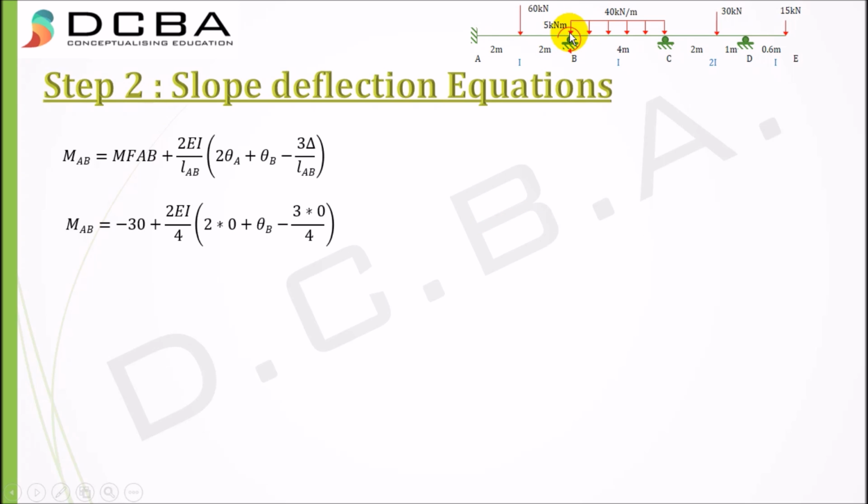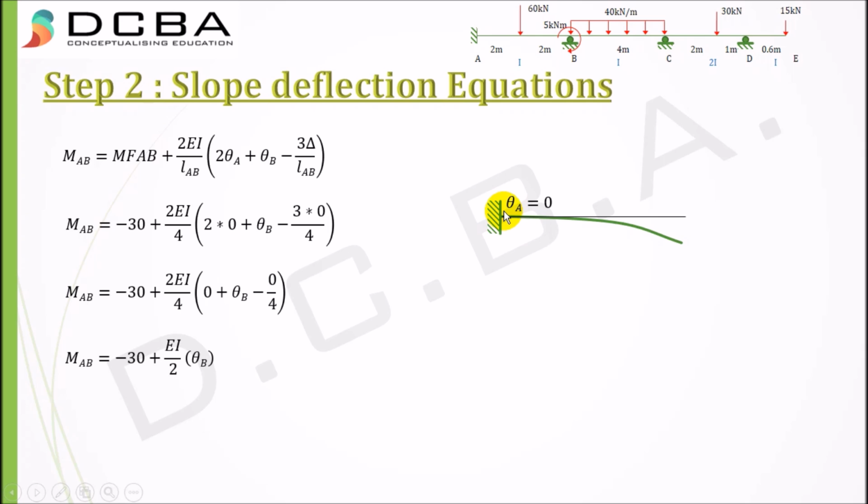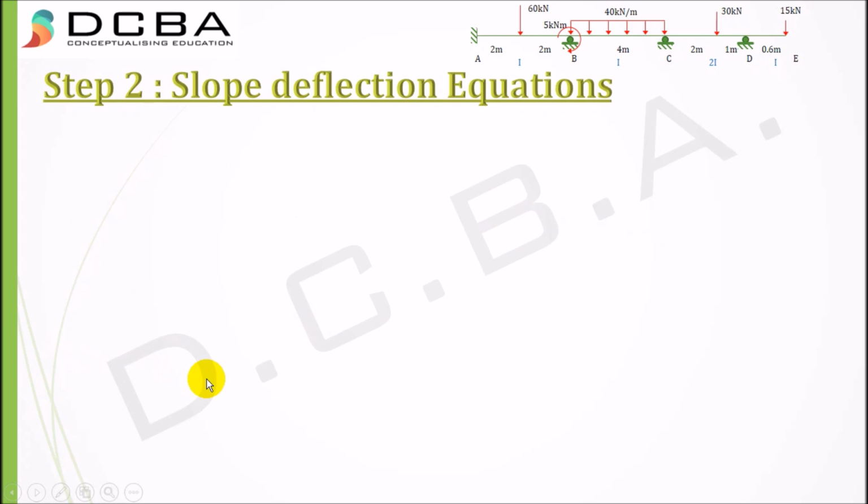Theta B will be there because this is a roller support or a pin jointed support, that is why the rotation will be there, thus theta B is kept like that. And there is no deflection in segment AB because support C deflects and not support B. So for AB there is no deflection, hence delta is 0. When we simplify this, MAB equals minus 30 plus 2 EI by 4 into 0 plus theta B minus 0. Simplifying it, we get minus 30 plus EI by 2 into theta B.